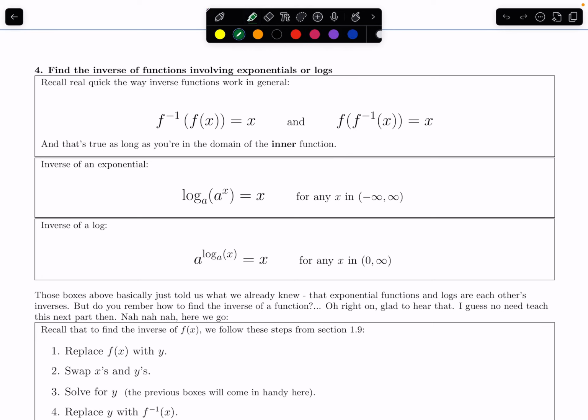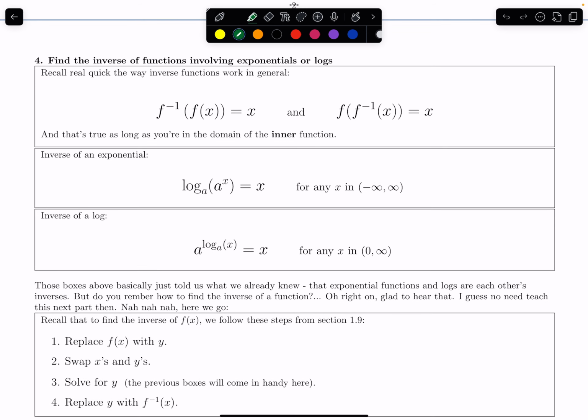Okay, guys, last topic. And this is just finding the inverse functions of exponentials or logs. And just real quick, let me remind you, how do inverse functions work? Well, the inverse of a function, if we apply the inverse, gives you back the original inside, right? f inverse of f of x is just this original x. It basically undoes it. And it works the other way too. If they're inverses, they're going to be inverses of each other. So f of f inverse of x is just x back.